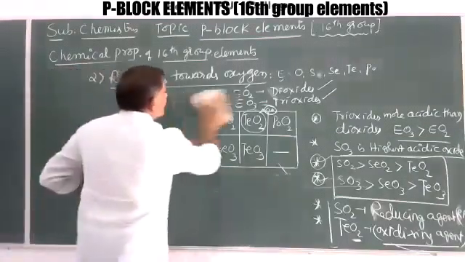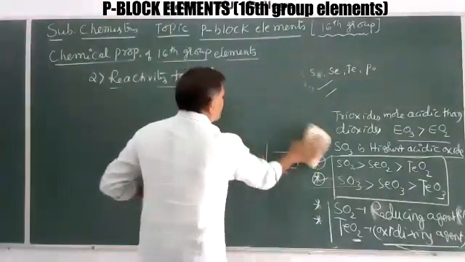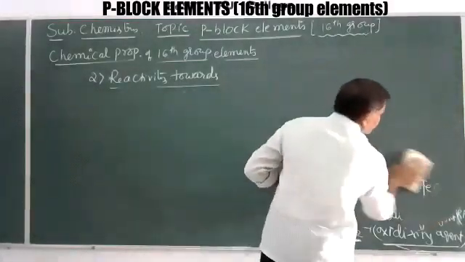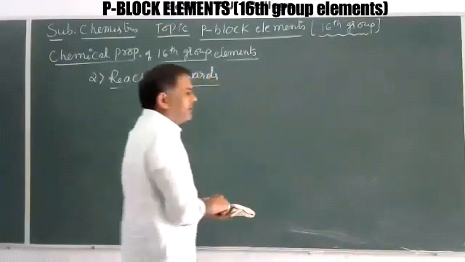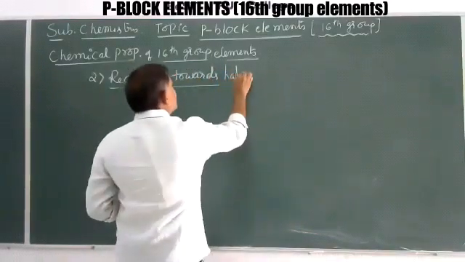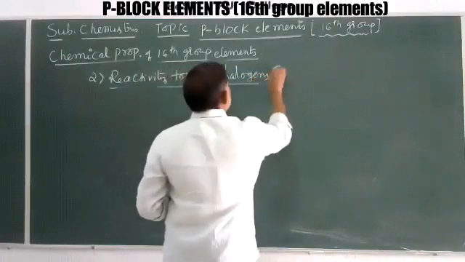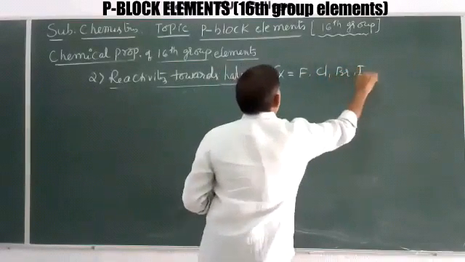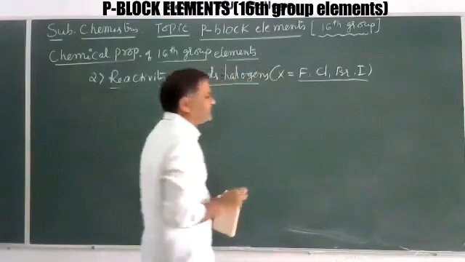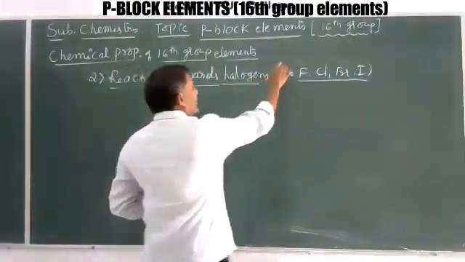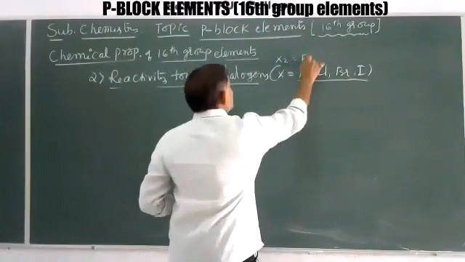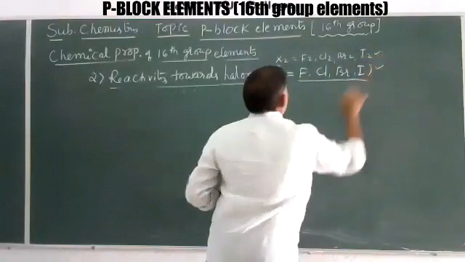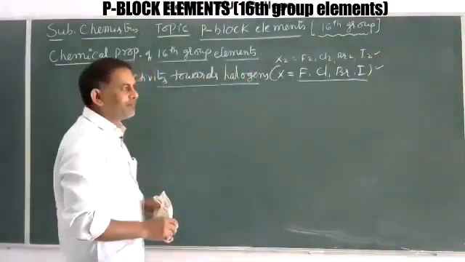Next one is reactivity towards halogens. Your halogens are X, 17th group elements like fluorine, chlorine, bromine, iodine. Astatine is a radioactive element. In molecular state, that is F2, Cl2, Br2 and I2. These are halogens, 17th group elements.